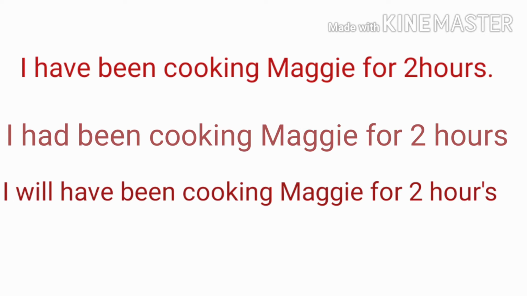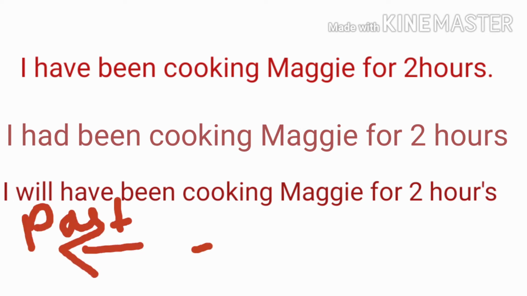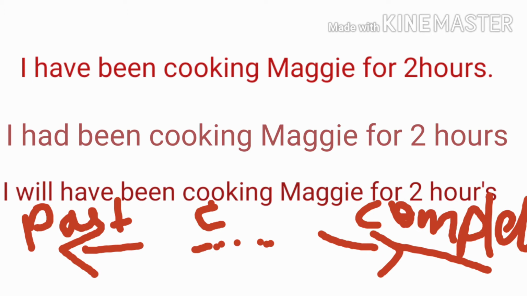Okay, so what you have to understand over here is that perfect continuous is also known as present perfect progressive tense, past perfect progressive and future perfect progressive. Okay, so present perfect continuous tense shows that something started in the past. The work started in the past, okay, and is continuing in the present. So the work was started in the past and still in the present time it's continuing.